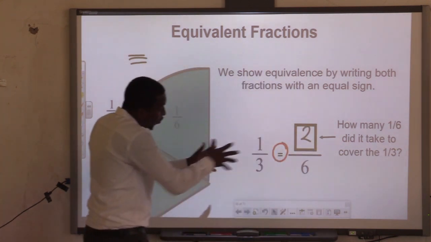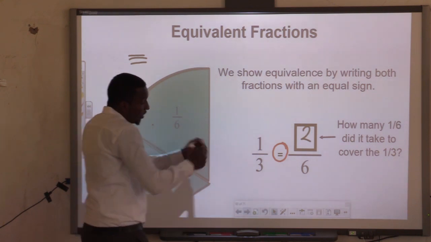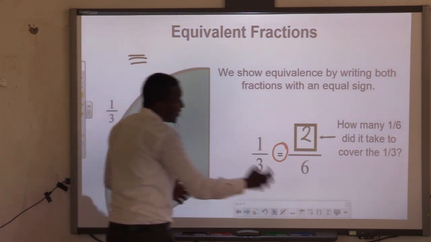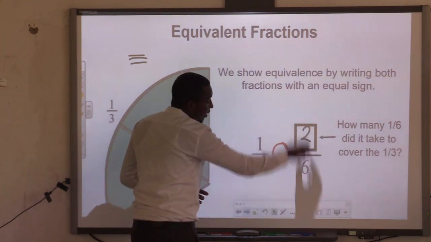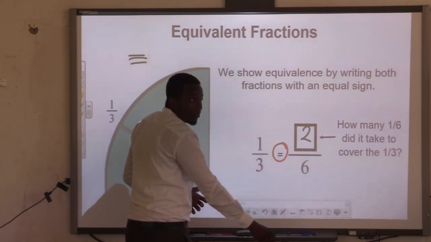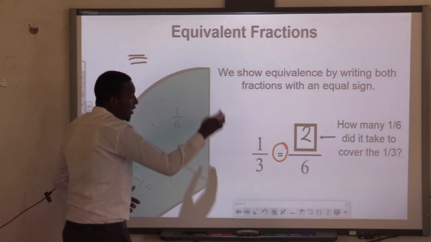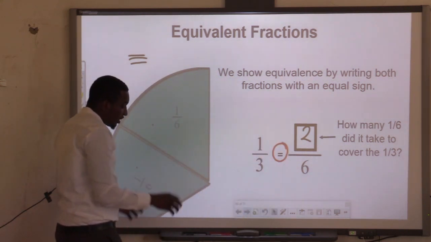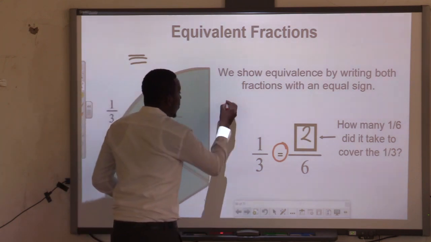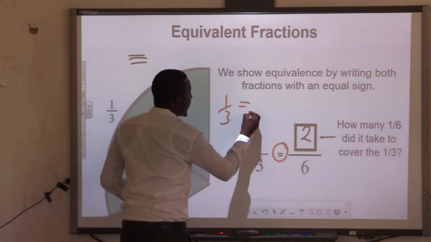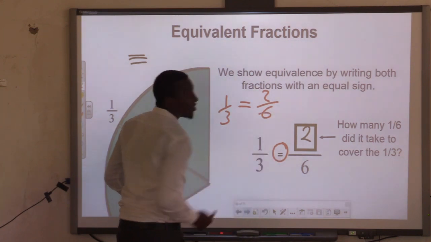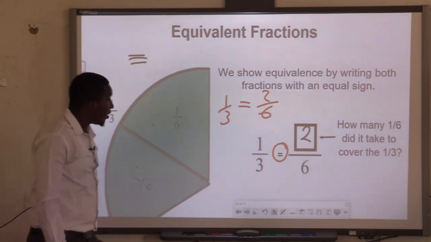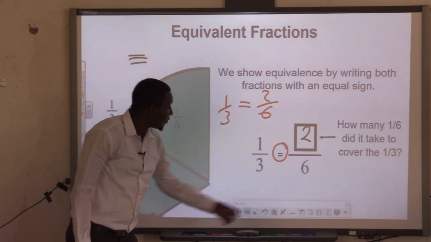Now to buttress more on it, to show that the two fractions are equivalent, we make sure that the number of pieces of the 1/6 that fit in the 1/3 are two pieces. So in a nutshell, we can say that 1/3 is equivalent to 2/6. We'll come to see more of these examples in the lesson further.